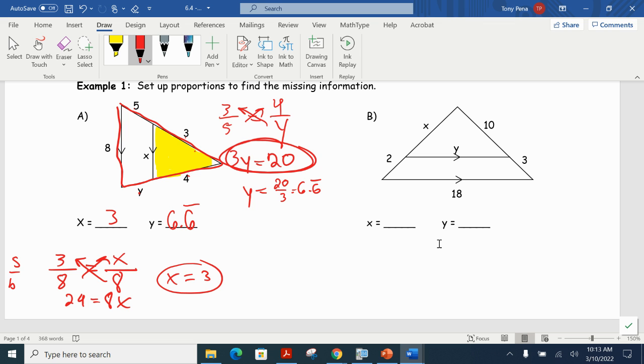So if this is the big triangle, how long is the big triangle right hand side? And how long is the small triangle? Here's the small triangle. Right. So you gotta add this up that way. Okay.